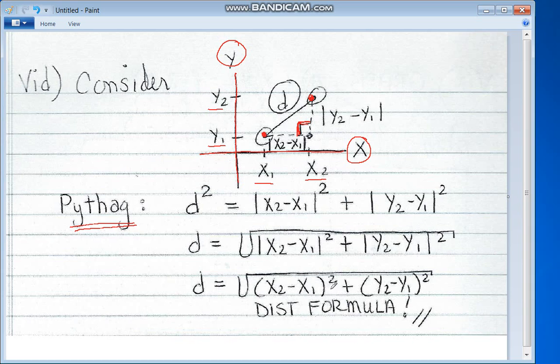We'll do parentheses instead. So d is equal to the square root of parenthesis x sub 2 minus x sub 1 squared plus parenthesis y sub 2 minus y sub 1 squared. And that you want to put in a cloud because that defines the distance formula between the 2 points x sub 1, y sub 1 and x sub 2, y sub 2.